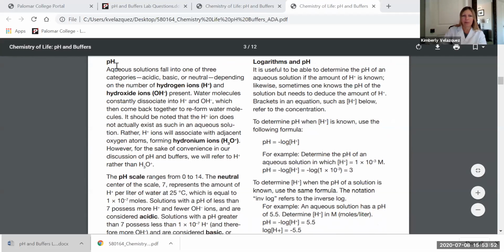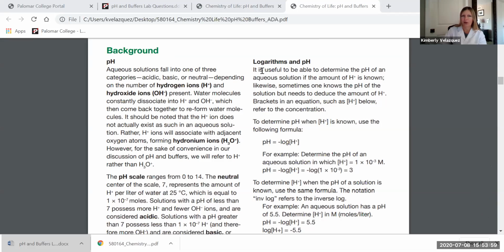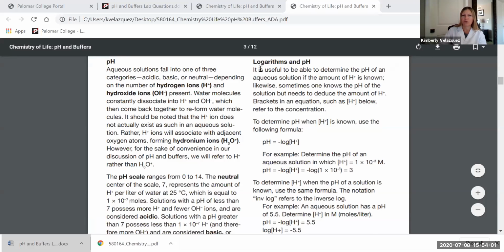Okay, there's a lot of background about pH here. You can skim through this. The directions say that you need a calculator today to calculate logarithms. That is not true. You do not need to calculate logarithms as part of the lab today.